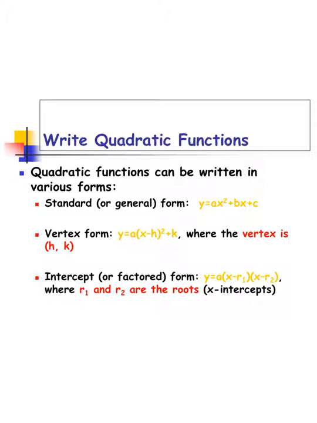So if you think about these different forms, if we were given the vertex, then vertex form is probably going to be the easier one to start with. If you were given the x-intercepts, then intercept form would be the easiest place to start. So let's look at a couple of examples.